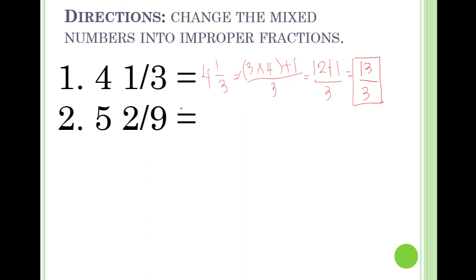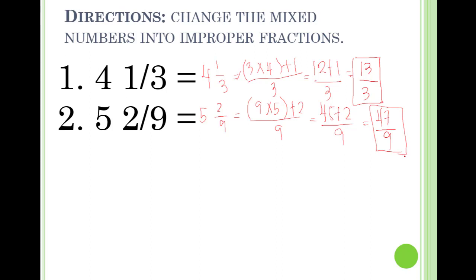Okay, let's try to illustrate. That is 5 2 over 9. How do you do it? Again, multiply 9 times 5 plus 2 over 9. Remember, 9 times 5, that is 45, plus 2 over 9, which is now 47 over 9. So this will be now our final answer. Let's try again. Number 3.